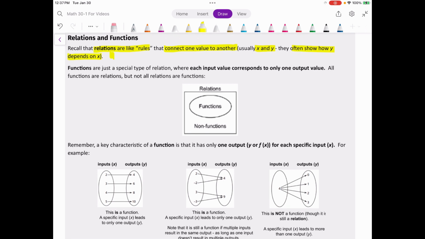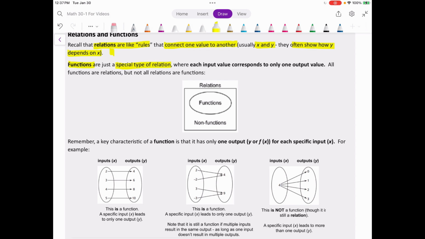So like I said, functions are relations. They're just a special type of relation, a specific type of relation. It's kind of like how all squares are rectangles, but not all rectangles are squares. Kind of the same idea here. All functions are relations. There are just some relations that aren't functions. This diagram here gives a good idea. Functions are relations, but there are other types of relations which cannot be classified as a function.